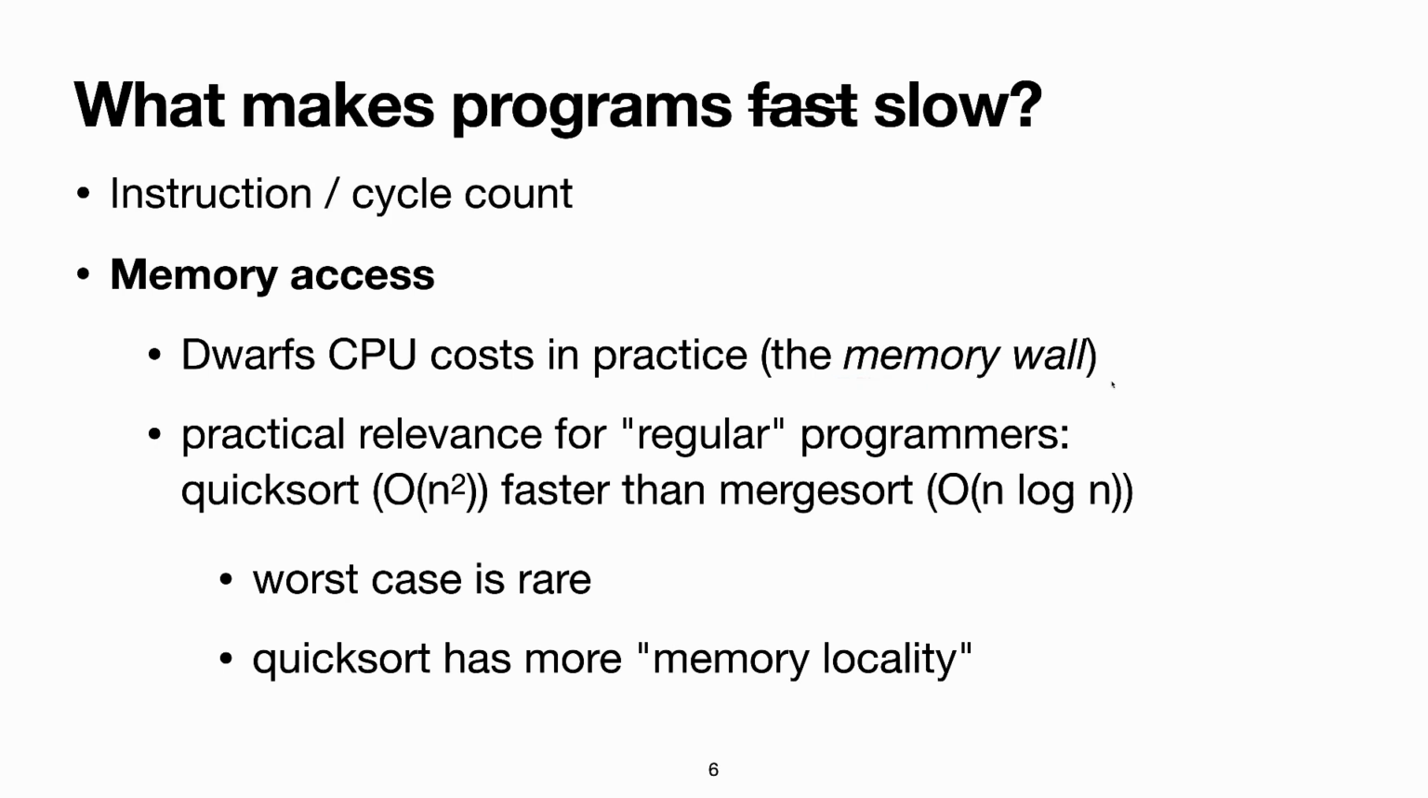I've included an example of how this can be relevant in practice. Say you want to implement a sorting algorithm. Now we have the merge sort algorithm, and this has O(n log n) complexity. And we have the quicksort algorithm, and this has O(n^2) complexity. Yet in practice, quicksort is always faster. Why is that? Well, first of all, the worst case is rare for quicksort. So the average case will be closer to O(n log n) operations. But much more importantly, quicksort has more memory locality. We'll explain what that is, but basically it jumps around in memory much less than merge sort. And as we'll see, this has a huge impact on performance.